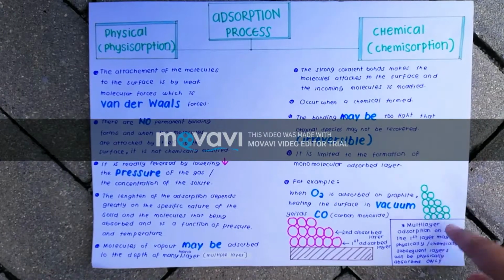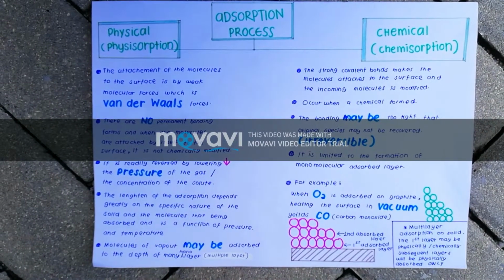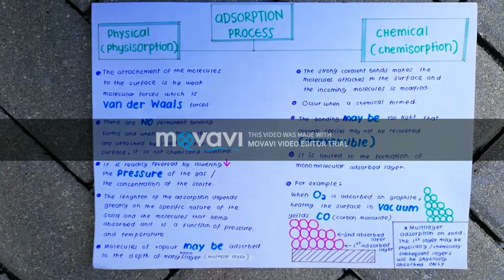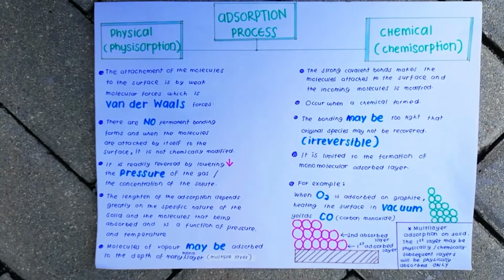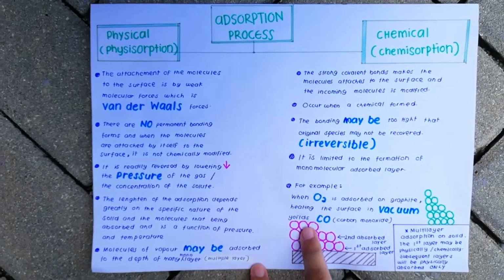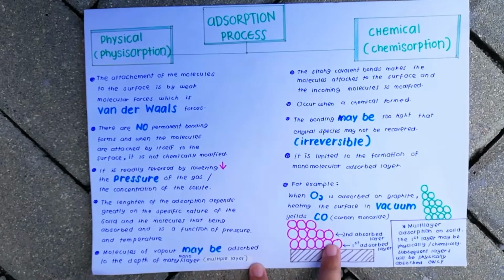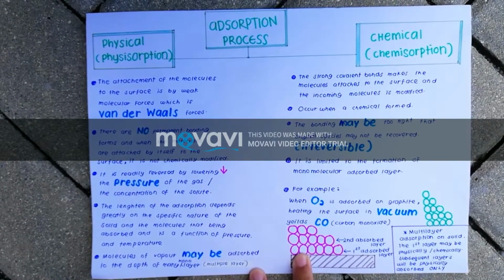Okay, for this, multilayer adsorption is on a solid. The first layer may be physically or chemically adsorbed. Subsequent layers will be physically adsorbed only. This is the first layer, second layer and third layer. This is the physical or chemical adsorption.